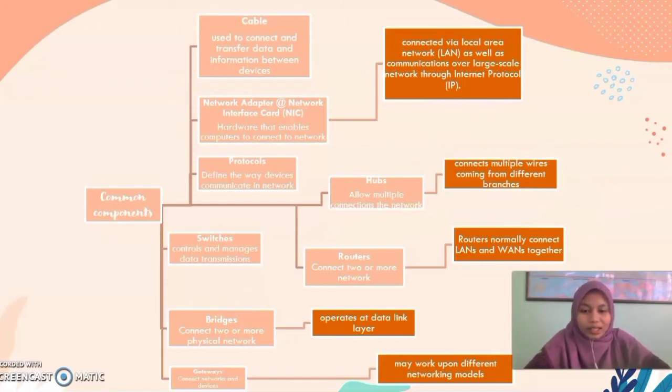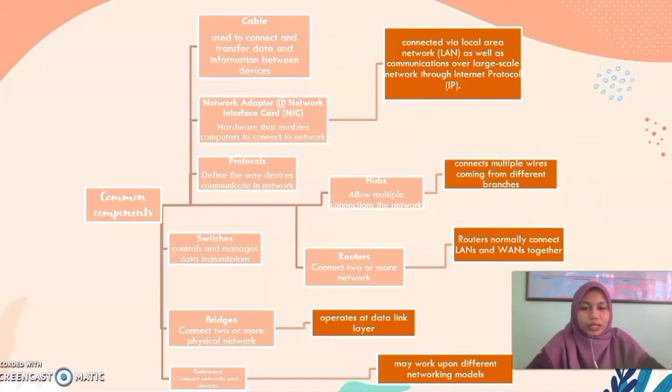And the second last is bridges, which connect two or more physical networks, and it operates at the data link layer. And the last one is gateways. Gateways connect networks and devices, but they may work upon different networking models. And gateway is the most complicated component among everything in this mind map.